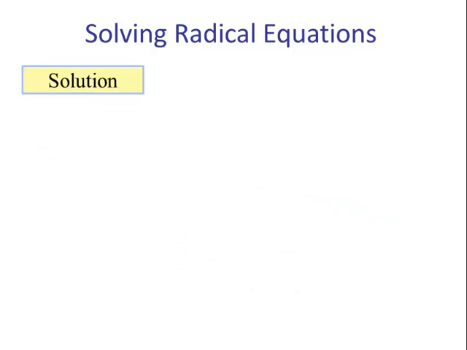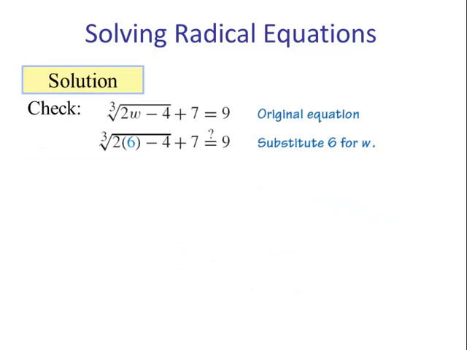To check it, we start with the original equation, substitute 6 for w. 2 times 6 is 12, minus 4 is 8. The cube root of 8 is 2, and 2 plus 7 is 9. It checks. It's a true statement.